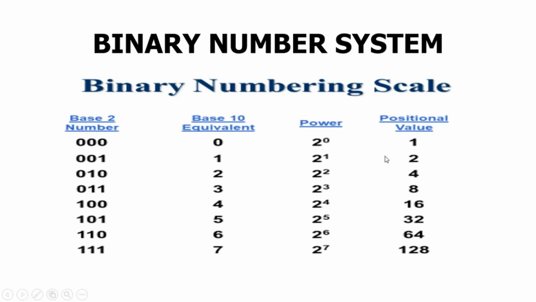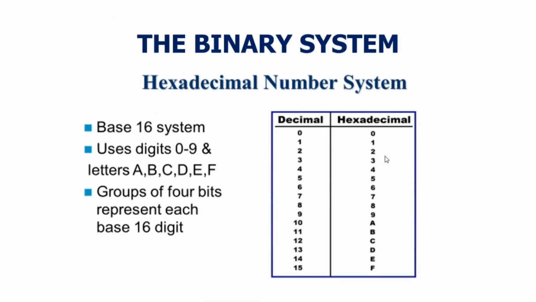Alright, so now the hexadecimal number system. What do we mean by hexadecimal number system? This is the name of the numbering system that is base 16. This system therefore has numerals from 0 to 15.